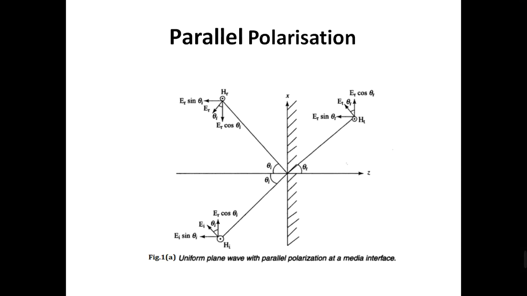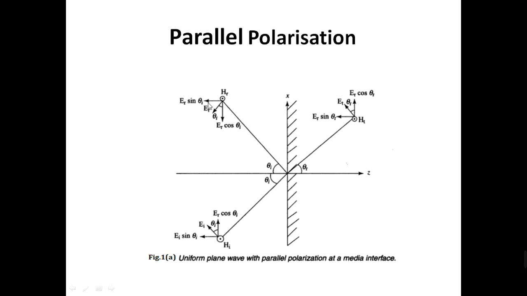So now let us see the first case, that is parallel polarization, and let us determine the reflection coefficient and transmission coefficient. You can see this is the boundary, the interface between the two media. This is medium 1 and medium 2, which are separated by the boundary which is taken along the x direction, and this is the unit normal vector to the boundary.